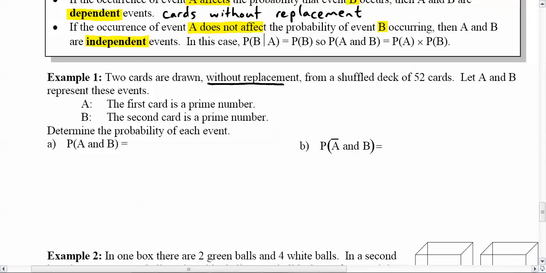So whenever you have a probability question, read carefully for these words. If you see the words without replacement, then you know that it's pointing you towards something that's dependent. And then you're going to have to use this conditional probability. Then probably B is going to depend on A.